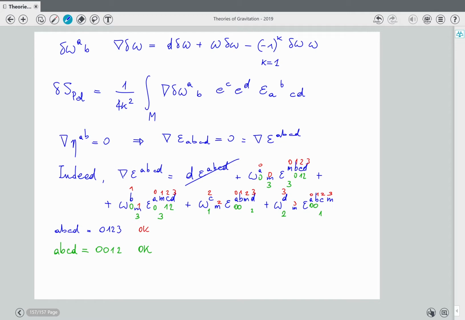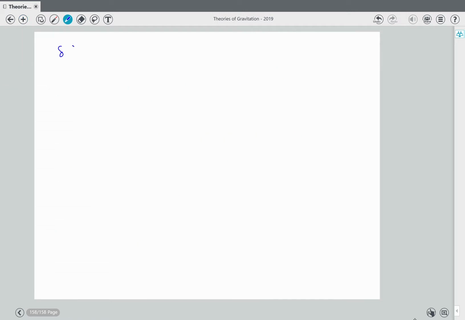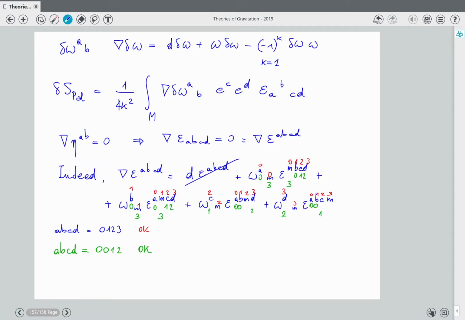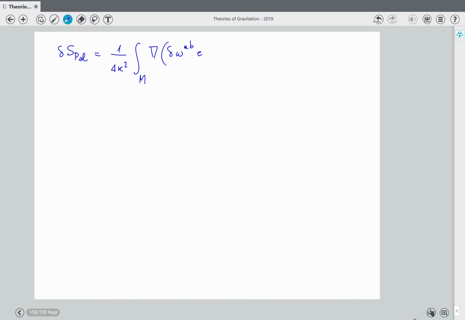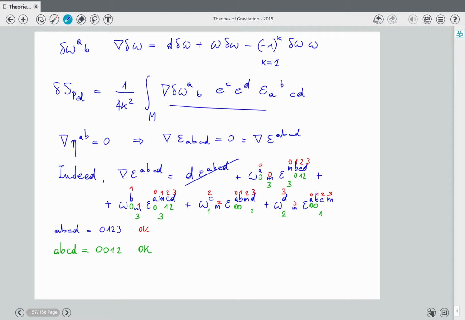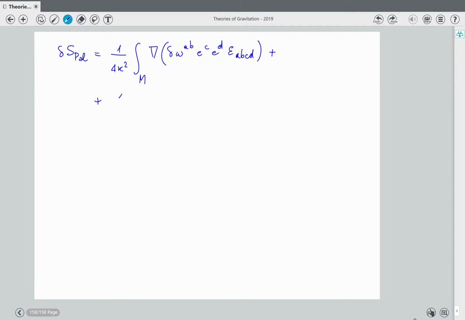And now we can use that to write the variation of the Palatini action as a total derivative, the integral of a total derivative plus something. So let's write it as the del of everything, and when you compute del of everything, you will have del of this, del of that, del of that, del of epsilon, which is 0. So del of the first thing is what you have here. And what you just need to subtract is what you get when you compute del here and here. By the way, both give the same contribution twice because they are one forms.